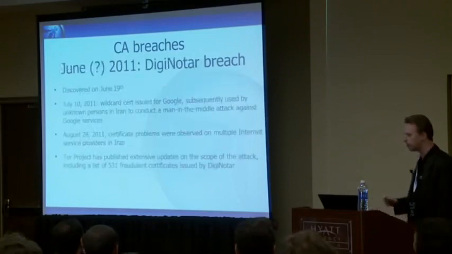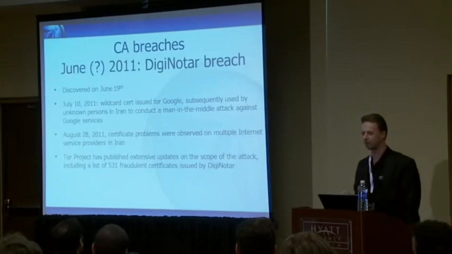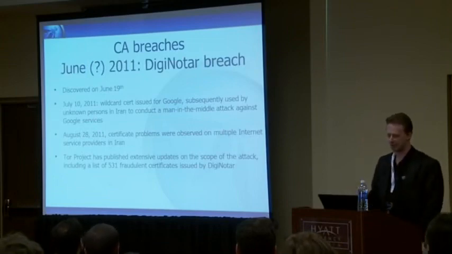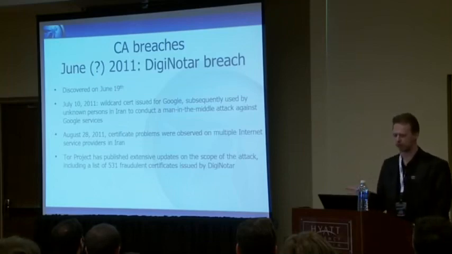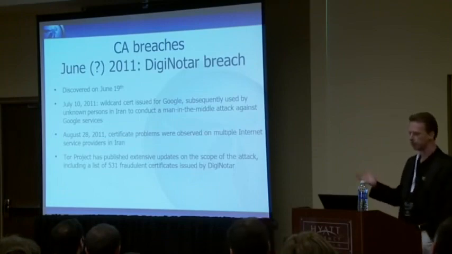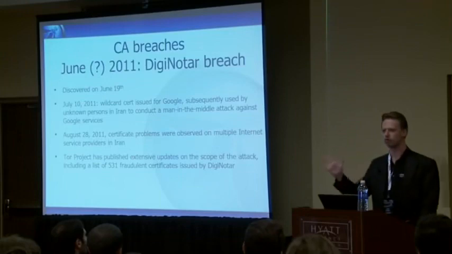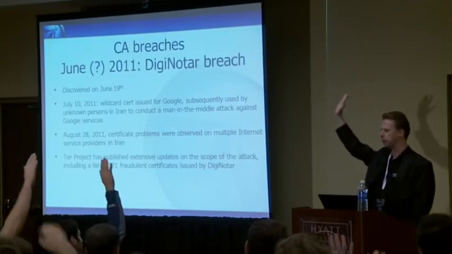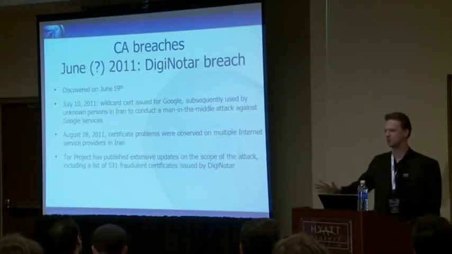Well, but there's another breach that happened in 2011 in June. The date is not totally clear, but it was discovered on June 19th. There was another breach of a CA. Maybe I should ask the room, who of you knows what a certificate authority is, what a CA is? Great. Okay, that makes it easy, so I don't have to explain what a CA is.